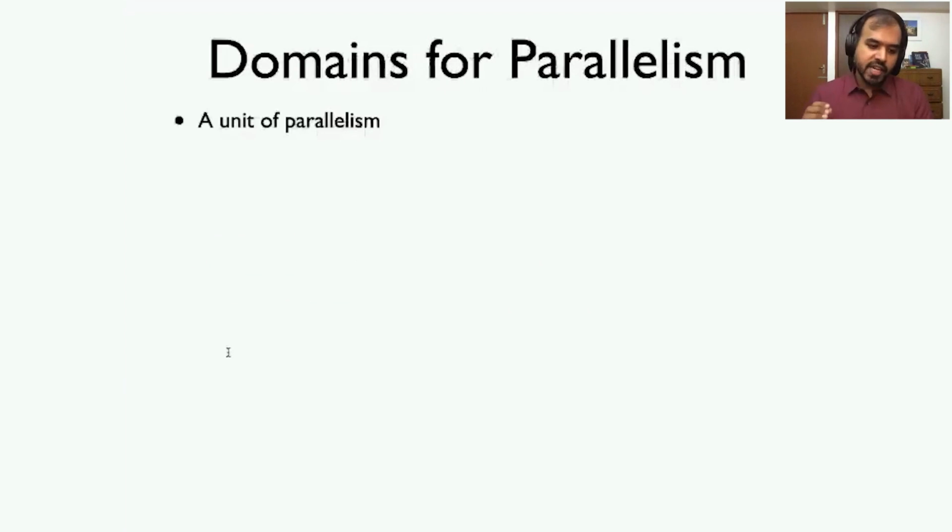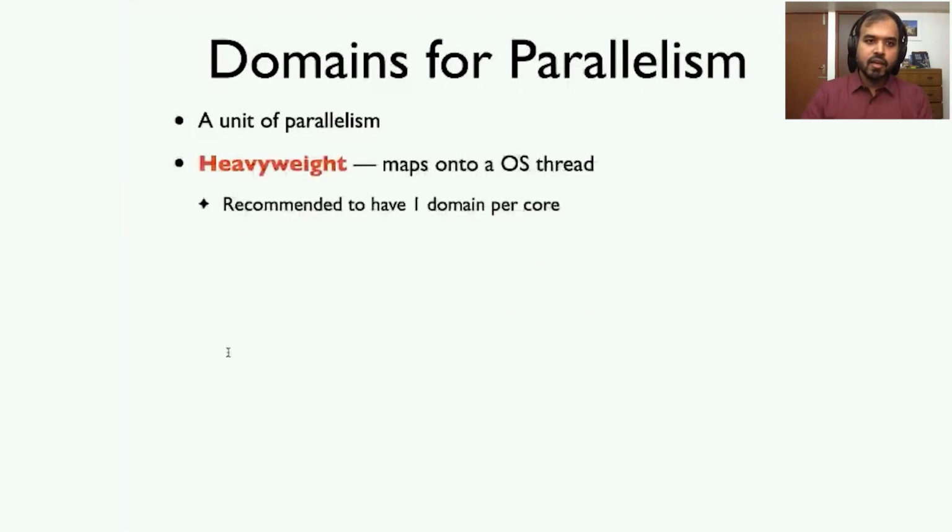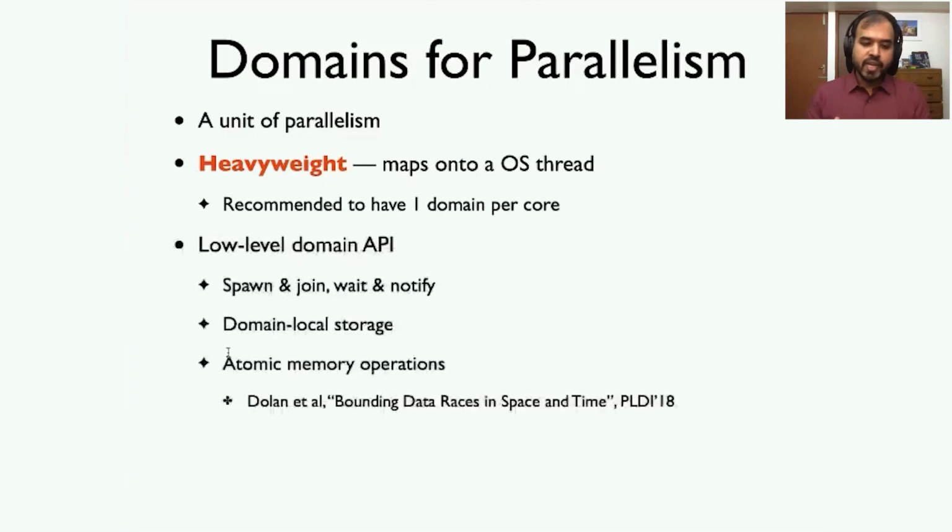Okay, so firstly, domains. Domains are our unit of parallelism. Domains are heavyweight. They map onto an OS thread. So there is a one-on-one mapping between domains and OS threads. And the recommendation is that your multicore program will have one domain per core. The domains expose a low-level API for spawning and joining domains, waiting and notifying for synchronizing between the domains. We also have an API for domain local storage.